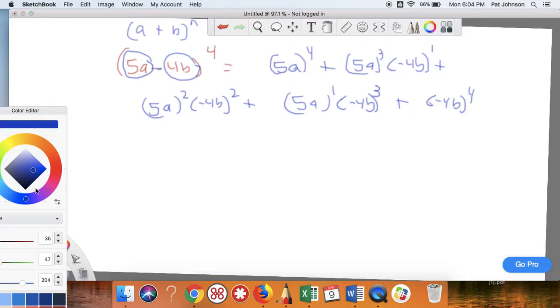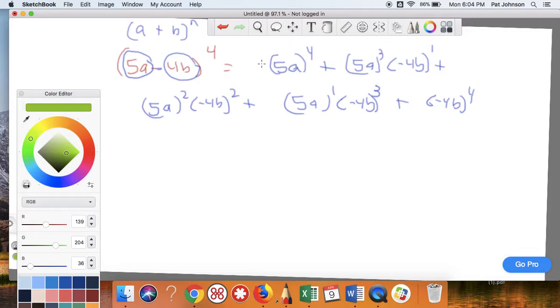Now we still need to find our coefficients. Okay, there's 1, 2, 3, 4. Remember, we have one more term than the power. So to find our coefficients, it's C, n, r. So this first one is going to be C, 4, 0. And we put those into our calculator.